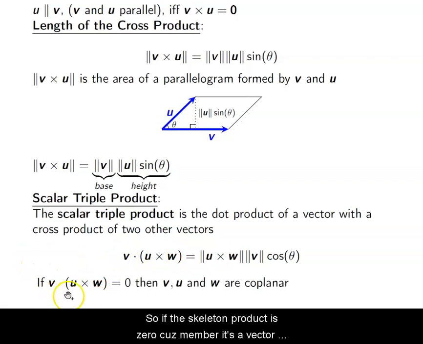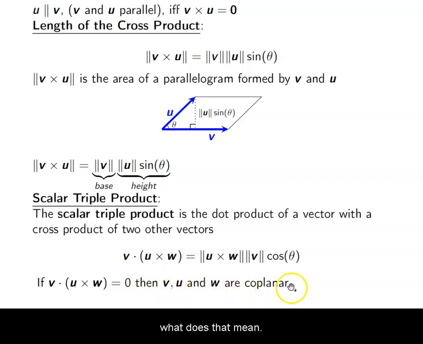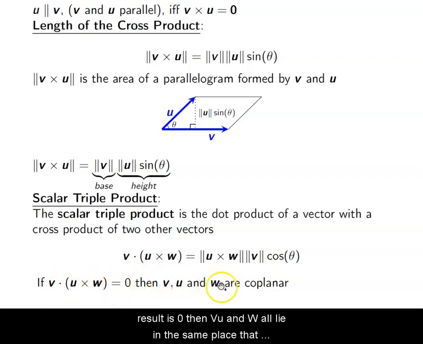Okay, so if the scalar triple product is 0, because remember, it's a vector dot product with another vector, so you're going to get out a number. If that value is 0, then v, u, and w are coplanar. So what does that mean? Well, we know u and w lie in the same plane. But if the dot product of this result with this result is 0, then v, u, and w all lie in the same plane. That means that there is no outward direction, right? They all lie in the xy plane, for instance, and there is no z direction.